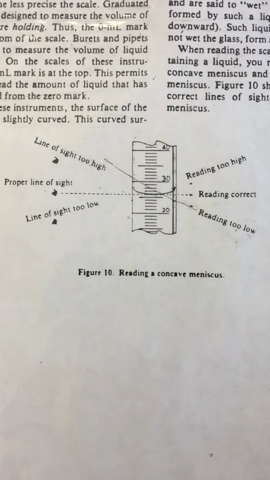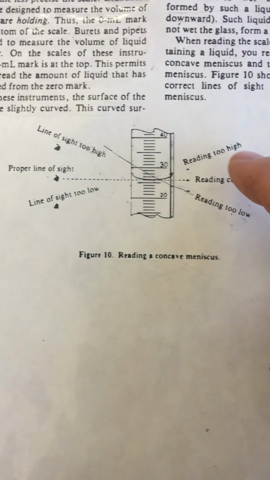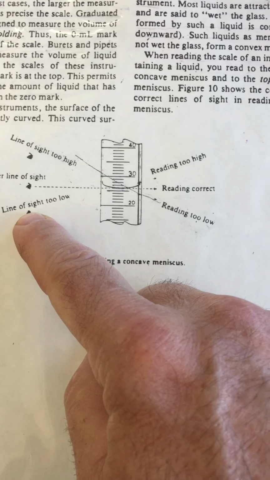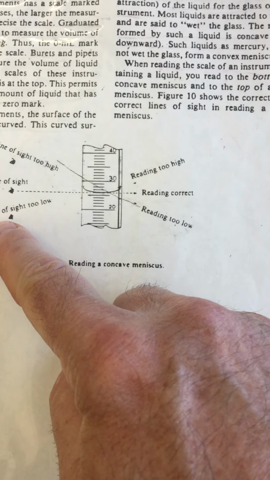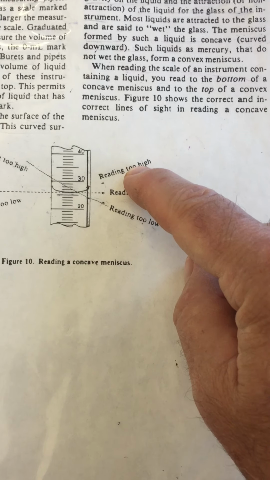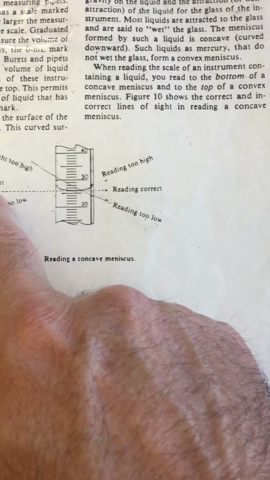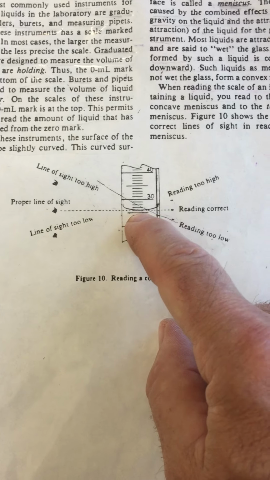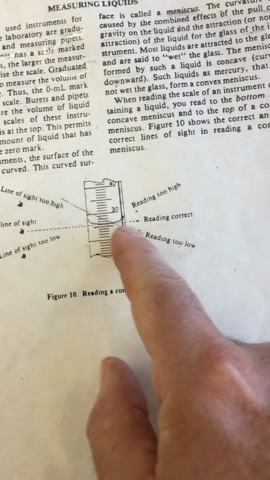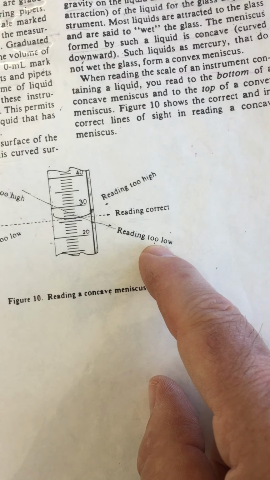Figure 10 shows the correct and incorrect lines of sight in reading a concave meniscus. Now, if you look carefully, this says if you're reading too high, the line of sight is too low. So if you're reading from the bottom, your reading is actually going to be too high. Proper line of sight right here is going to be directly across from the bottom of the meniscus. If your line of sight is too high, it's actually going to come up with a lower number. Your reading is going to be too low.